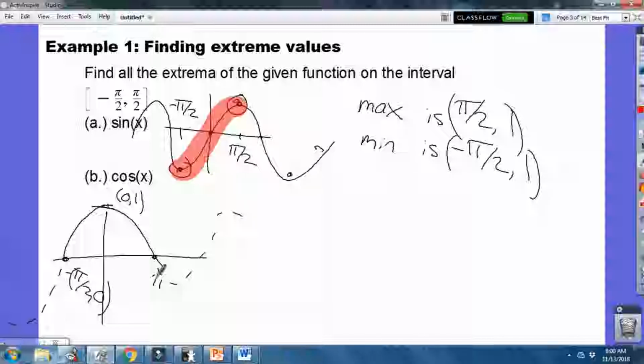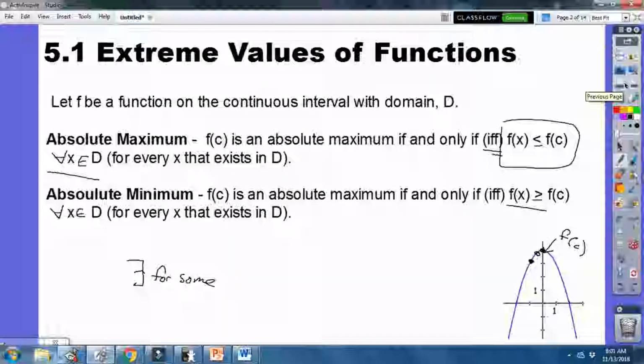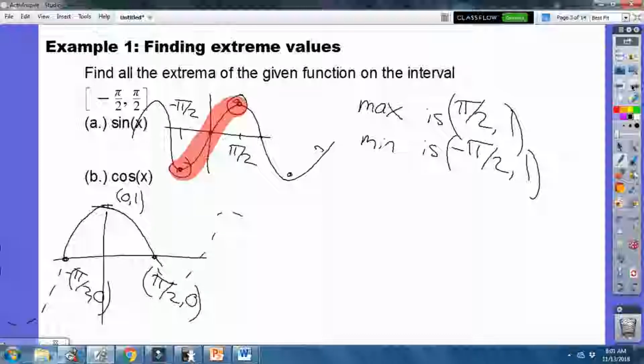And π/2, 0. So in this case, there's actually two minimums because the definition for a minimum is f of x is greater than or equal to f of c. Since it includes "or equal to," that means I can have more than one minimum. So in this case, we have two minimums.